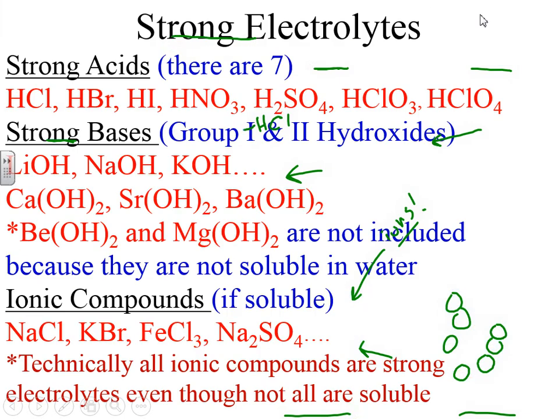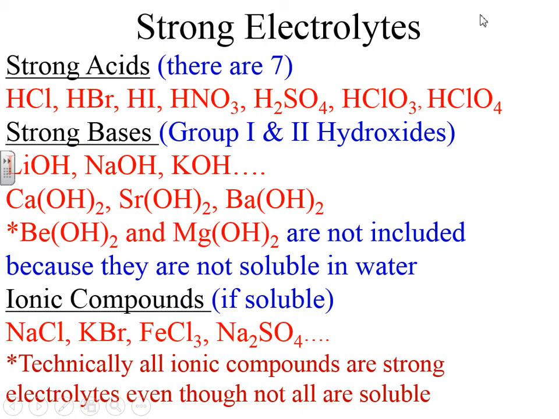Strong electrolytes then are the strong acids. Now, there are 7 strong acids that you must know, and those are hydrochloric acid, hydrobromic acid, hydroiodic acid. These are the 3 binary acids, and they're from group 17, the halogens. Notice fluorine does not appear in here, which means hydrofluoric acid is a weak acid. Hydrofluoric acid is not strong. And then you have 4 oxyacids: nitric acid, sulfuric acid, chloric, and perchloric acid. So the 7 strong acids are strong electrolytes.